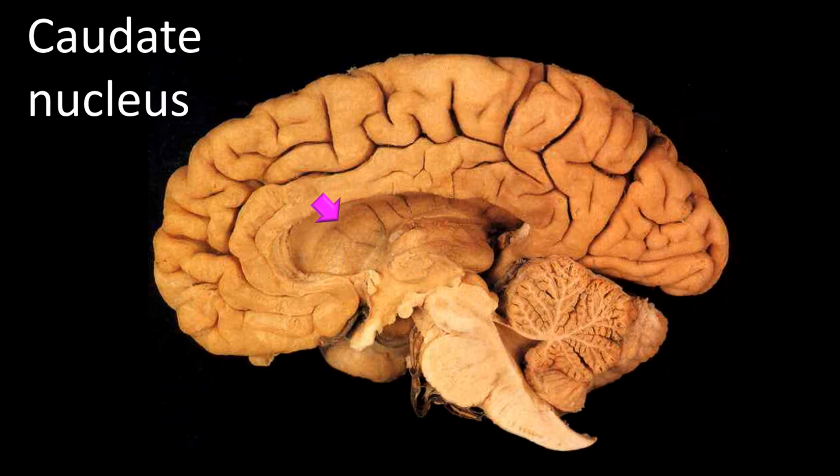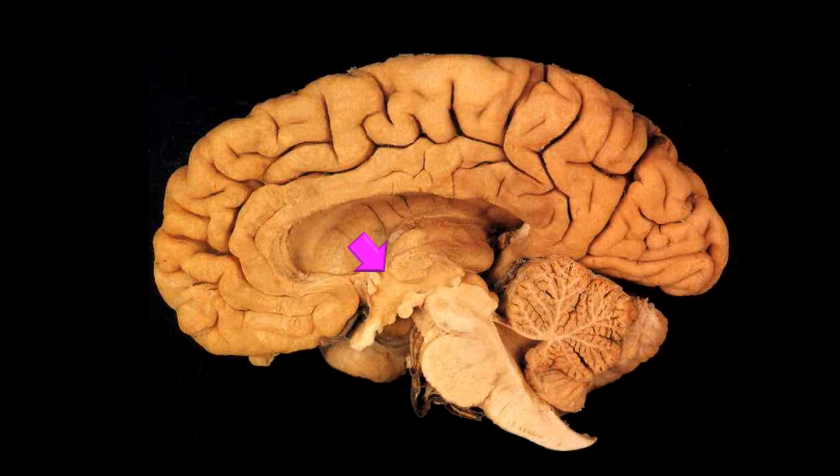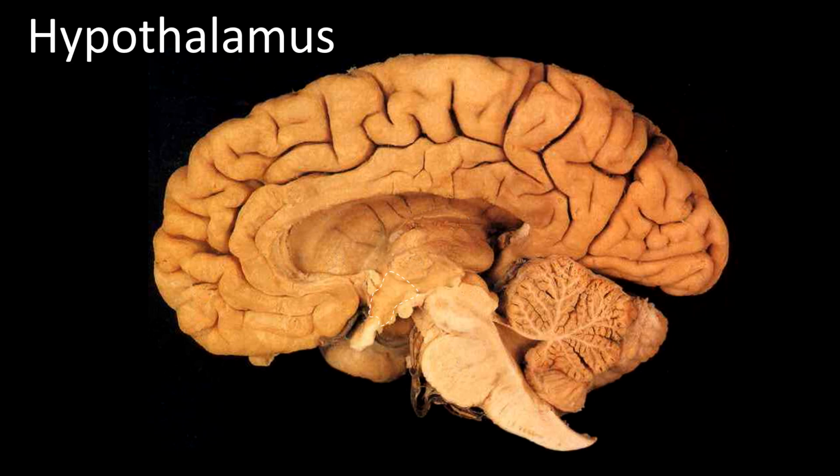The arrow indicates the ventricular bulge made by the caudate, which I have delineated in this frame to indicate the head, body, and tail of the caudate nucleus. Just below the head of the caudate, as indicated by the arrow, we have the hypothalamus, which I have traced, as you can see in this frame.